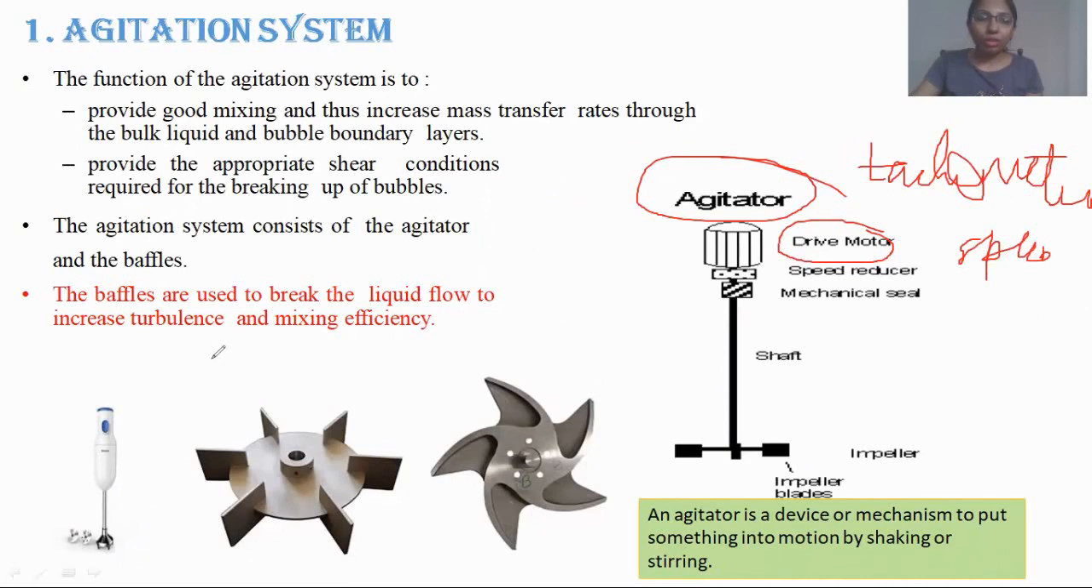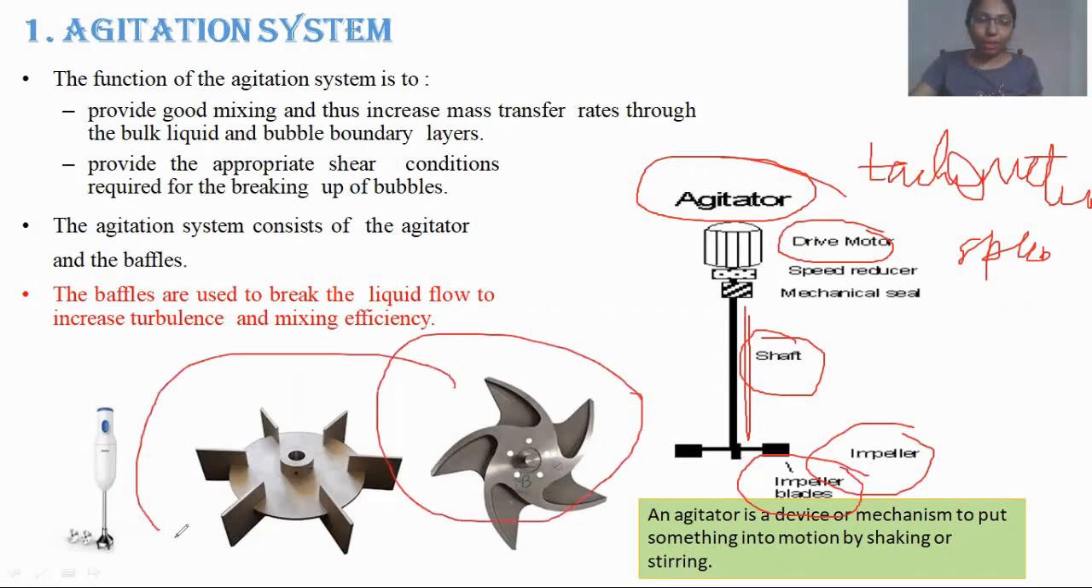Now here you have to learn one thing, that this is what is known as the shaft. On the shaft there are impellers that are supported. You can see these impeller blades. There are different types of impellers available, and these are the blades of the impeller. They are going to rotate, and when they rotate, the mixing is going to take place. So I again repeat, these are the impellers and this is the shaft.